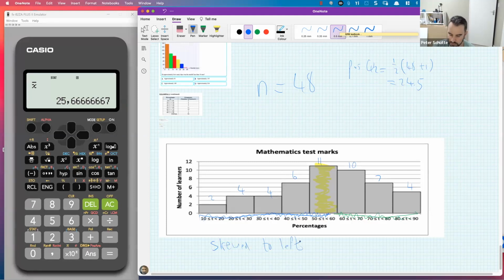So just to finish off tonight, I've showed you how you can use the thinking about skewness from box and whisker. You can also apply it to histograms, which are grouped data tables. Okay.